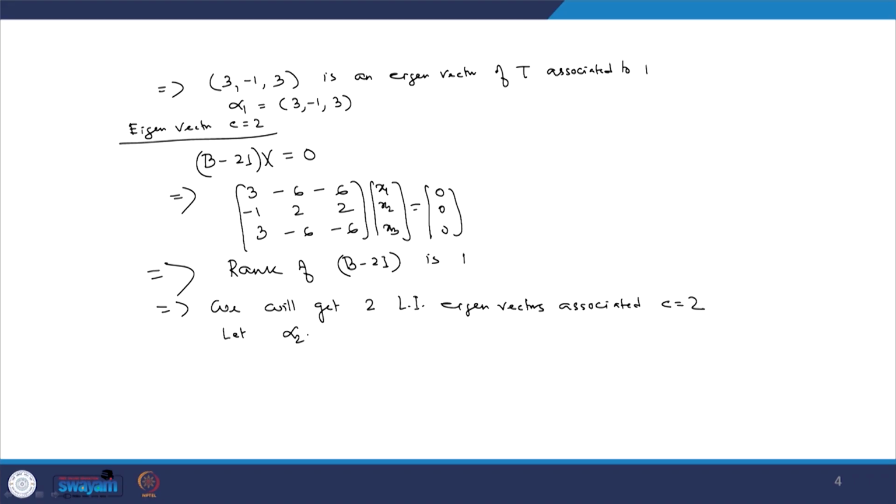So, let me write down the final solutions. Say alpha 2 equal to (2, 1, 0) and alpha 3 is equal to (2, 0, 1).